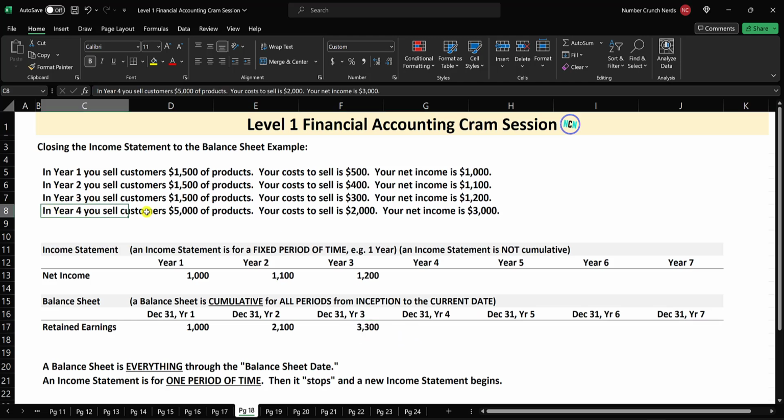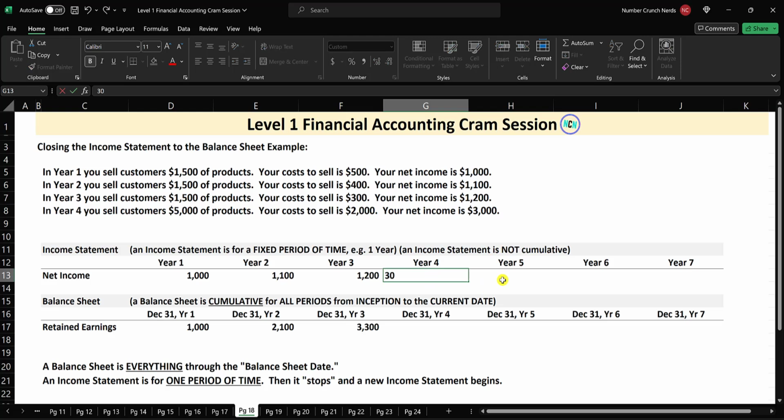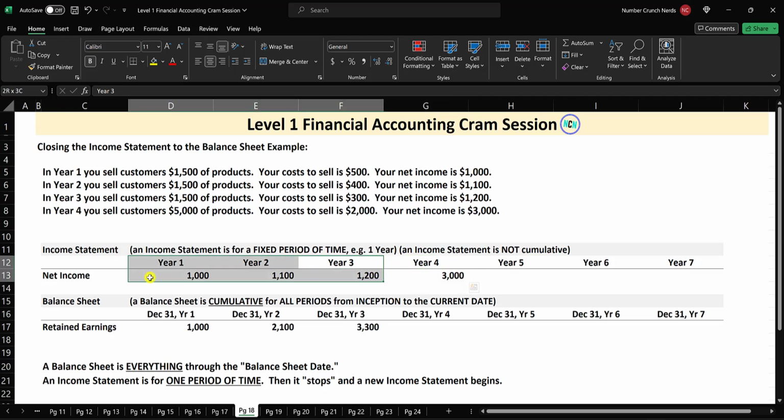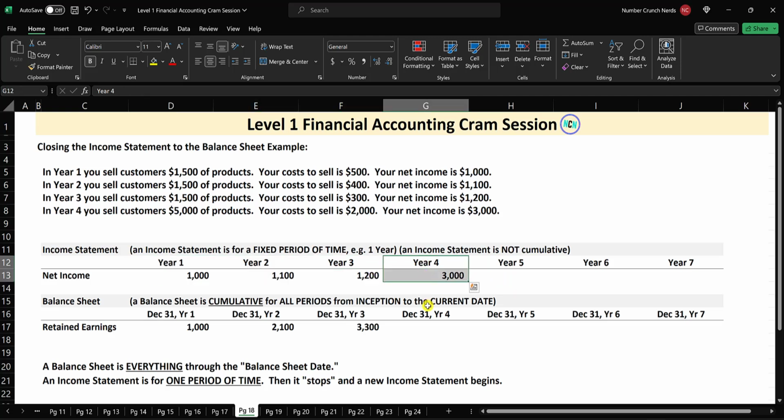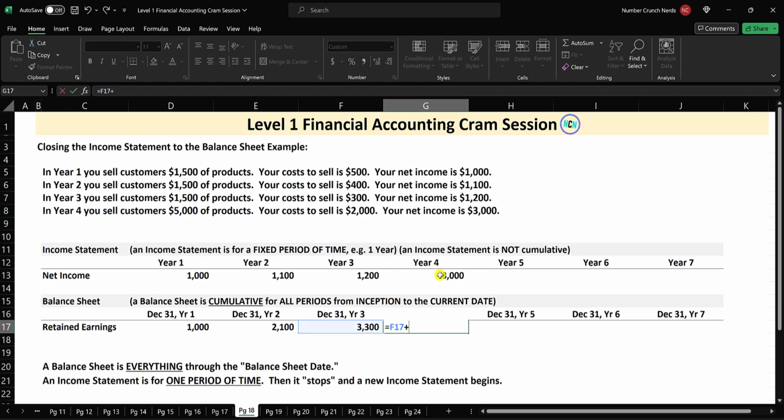Let's do one more year. $5,000 of products sold. Your cost to sell, $2,000. Your net income, $3,000. We're going to have $3,000 on this year's income statement, right? This year's income statement has nothing to do with these income statements. This is a separate income statement for this period of time. However, my balance sheet is cumulative. I'm going to take everything that was there before and I'm going to add in the new amount.